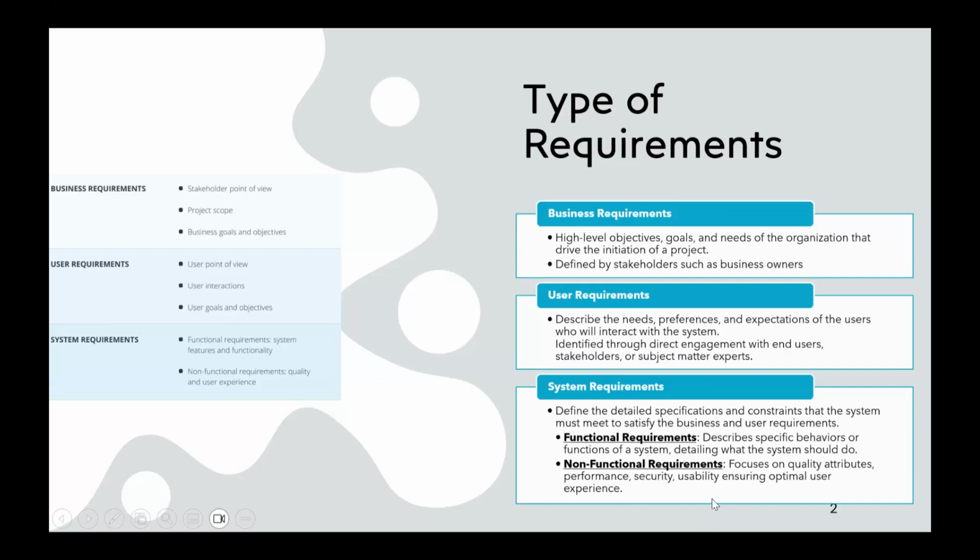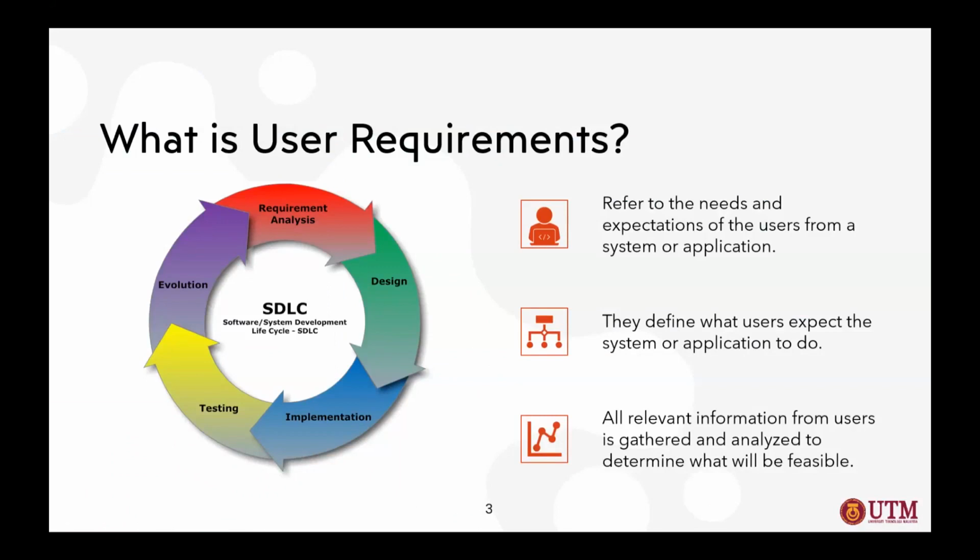Because our topic focuses on the user requirements, I will focus more on this topic. But just look at the left hand side here: we have a diagram that shows the software or system development life cycle. You are very familiar with this, right? This is just the standard one. Sometimes they put six phases here, but I only take the five phases here.